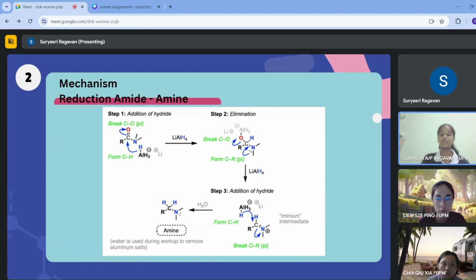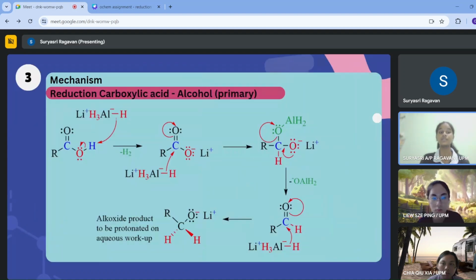And the next mechanism that I'll be explaining is reduction of carboxylic acid to primary alcohol. In this, the carboxylate oxygen is protonated, making it more electrophilic, and the lithium aluminium hydride will provide a hydride ion to attack the carbonyl carbon, forming a tetrahedral intermediate. And then the intermediate will collapse, which will reduce the carboxyl group to aldehyde, and the further hydride addition will reduce the aldehyde to primary alcohol.